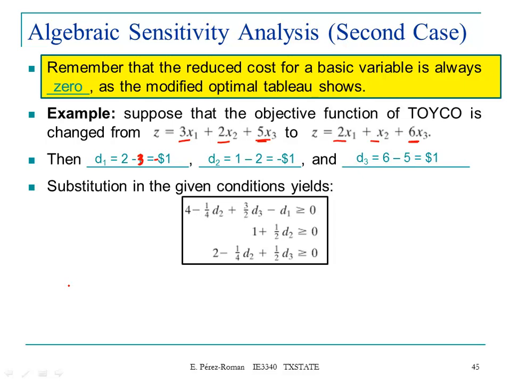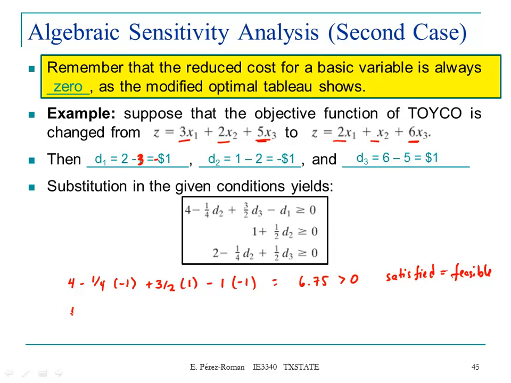We get 4 minus 1/4 times minus 1 plus 3/2 times 1 minus 1 times minus 1. And that is equal to 6.75, which is greater than 0. Satisfied, equals feasible.